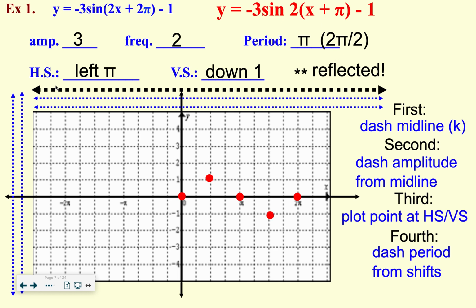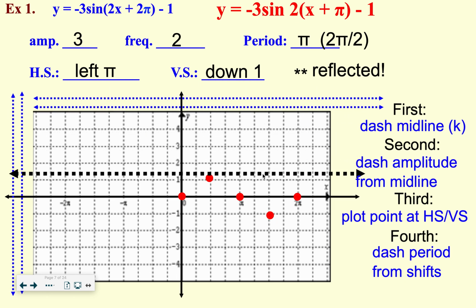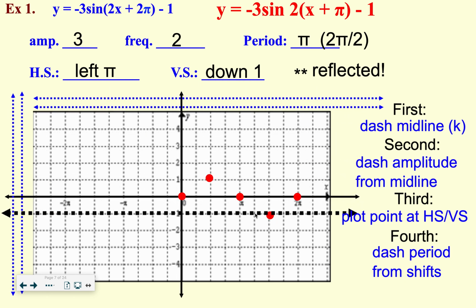Once you identify your key pieces, then go in this order. First I would dash in the midline, which is always K, because your graph is completely symmetric around that, always. So my midline is down 1, so I'm going to take this and make it my midline. Okay, so here I am at -1.